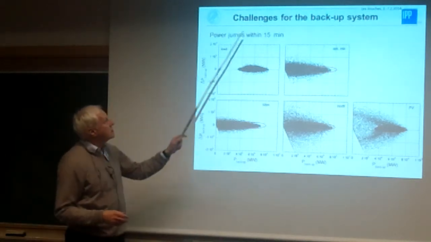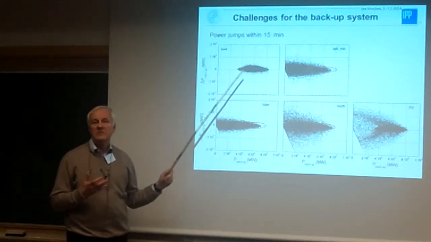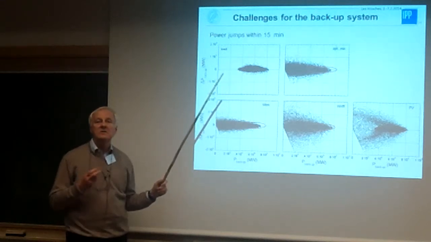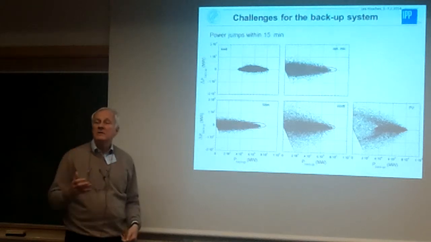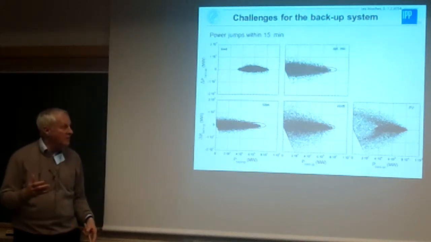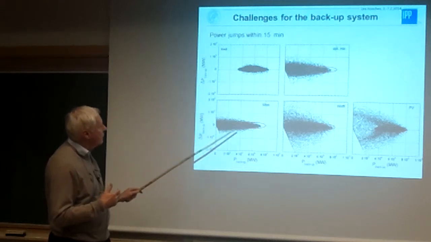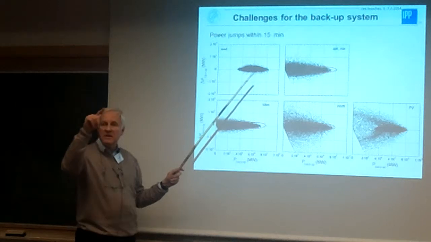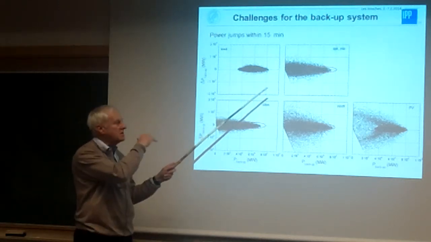I can study the challenges on the backup system. What is the dynamics of the backup system in the future, when its dynamic is not determined by the load variation, but rather by the strong variability of the wind? This is delta P over P, jumps within 15 minutes. This is my time resolution. And this is the load situation. So this is something our system absorbs.